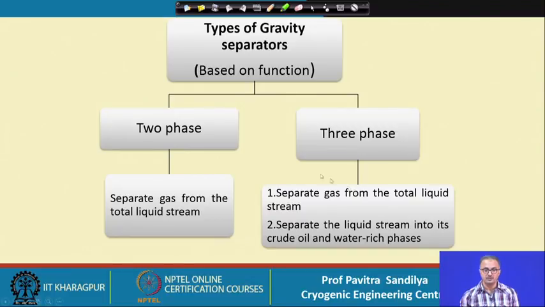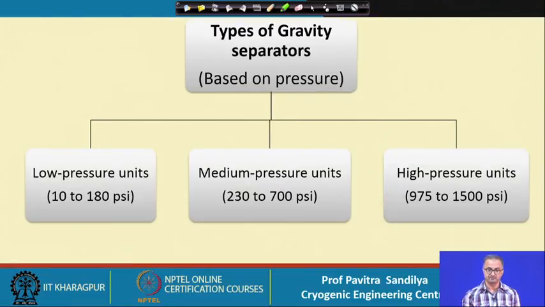Now we come to these 2-phase and 3-phase gravity separators. In this case, we find the 2-phase separates the gas from the liquid stream, whereas in the 3-phase we are separating gas from the total liquid, and again the total liquid is getting separated into the oil and the water rich phases.